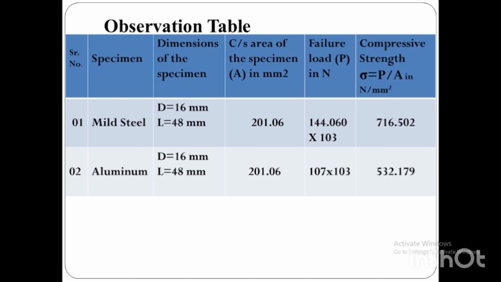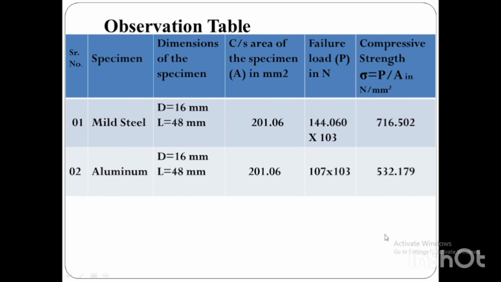So moving towards the observations and calculations. This is the observation table and we have conducted the compressive test on two specimens, the first specimen is mild steel and the second one is aluminium. The standard dimensions of the specimens are: diameter of cylindrical bar is 16 mm and length of bar is 48 mm. We have calculated the cross sectional area for both the bars and from the control unit we have observed the peak load before failure of the specimen.